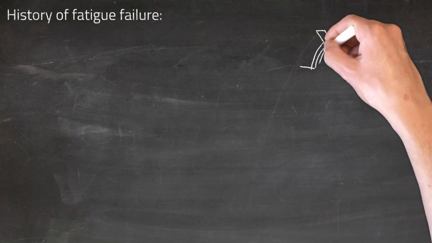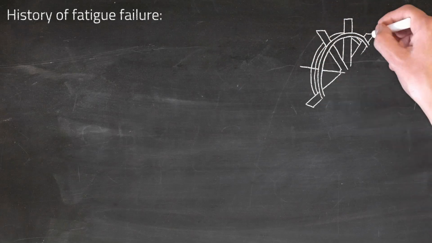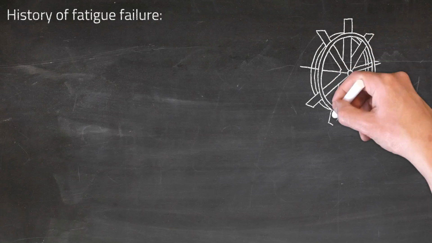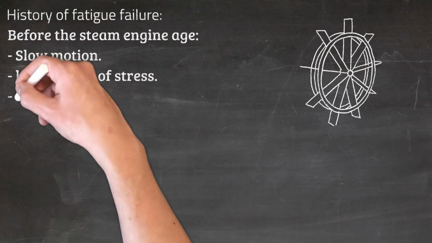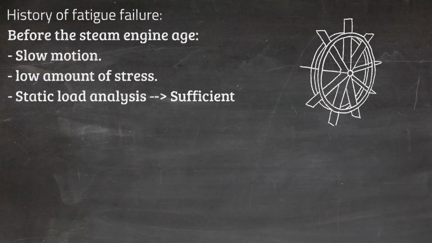In the early ages of industrialization, when water wheels were the most advanced piece of machinery, the mechanical systems were slow and under low stress. Therefore, a static loading stress analysis with a large factor of safety would be sufficient to design a mechanical component that would operate as expected for a long time.